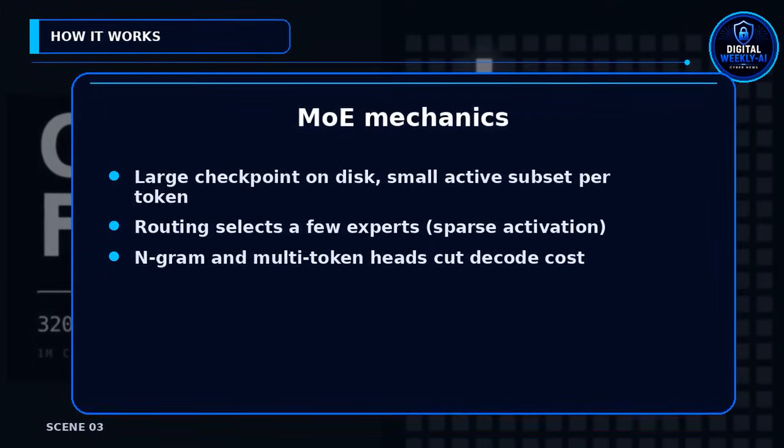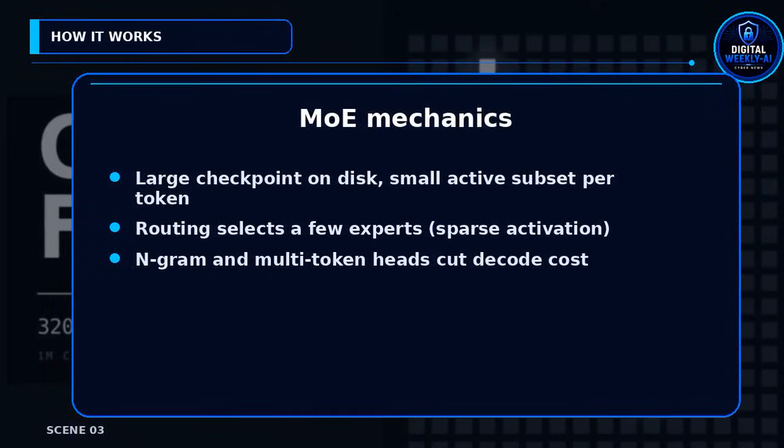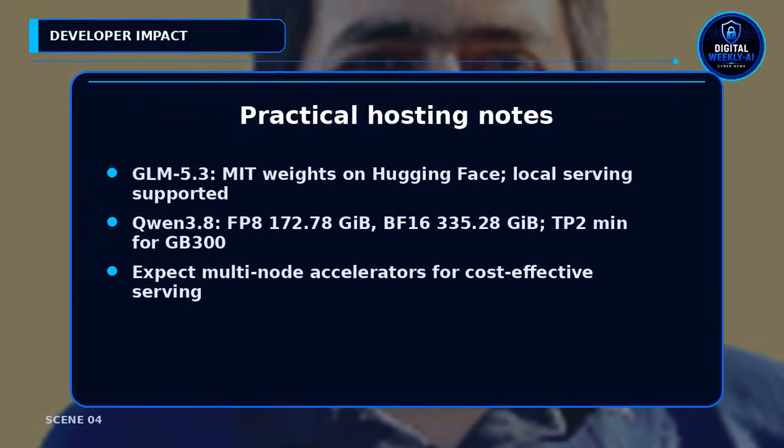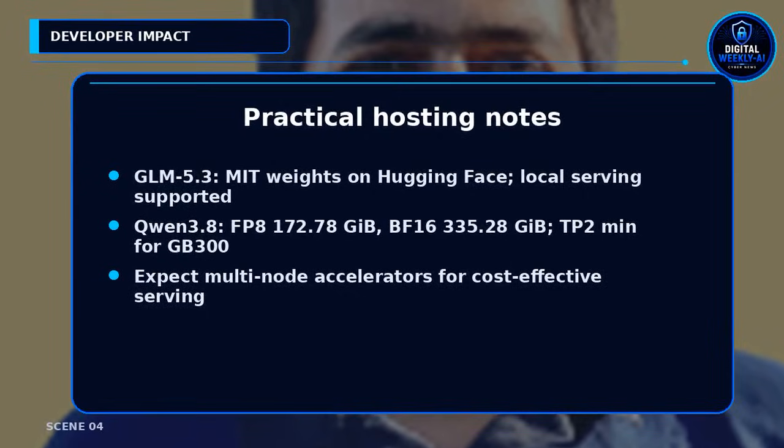That gives a large disk checkpoint but smaller active compute per token. Qwen adds n-gram embeddings and a multi-token predictor to lower decode cost. Z.AI disaggregates prefill and decode for serving efficiency. These models are testable today but need substantial infrastructure.